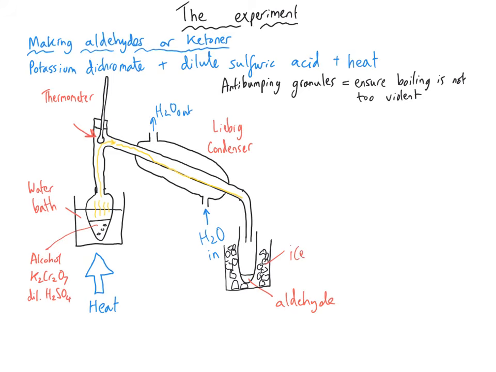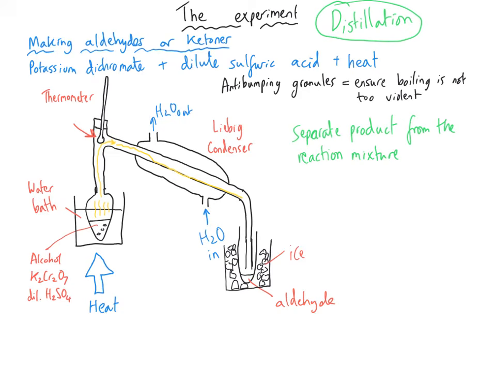And I guess what we could also do is we could just have a longer tube on here to make sure that nothing has as much chance to escape. So the ice bath is going to maximise the yield. So this is a distillation apparatus, and this allows us to separate the product from the reaction mixture.